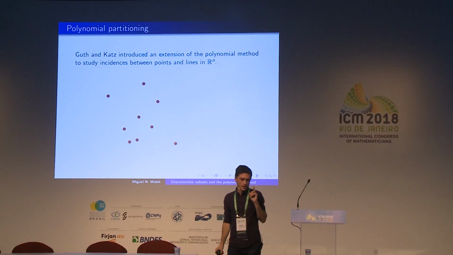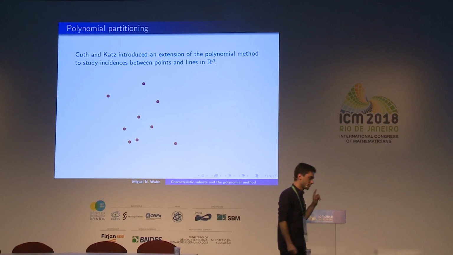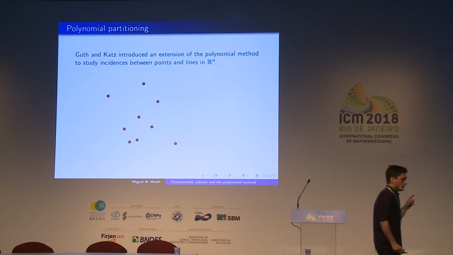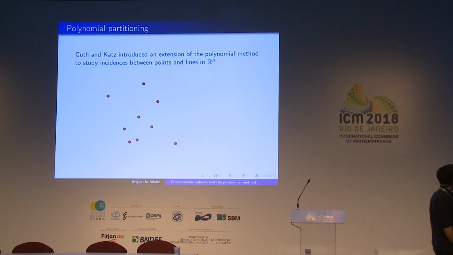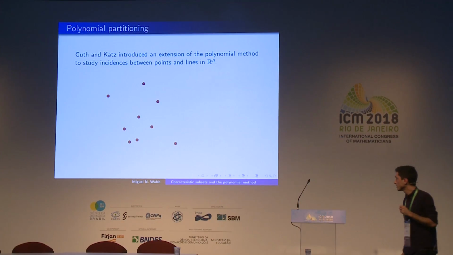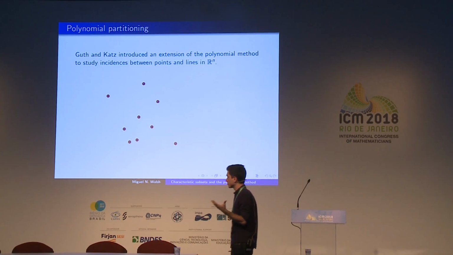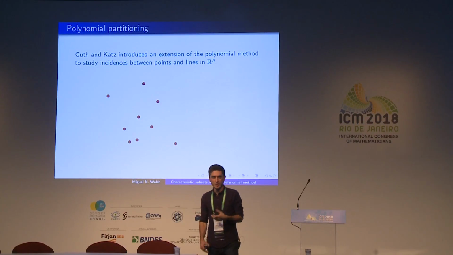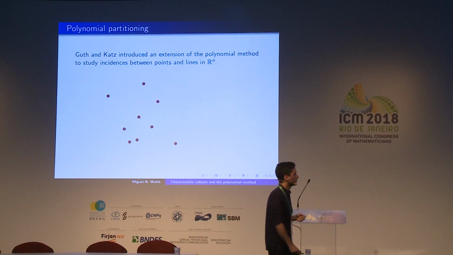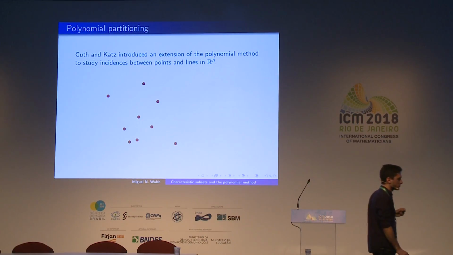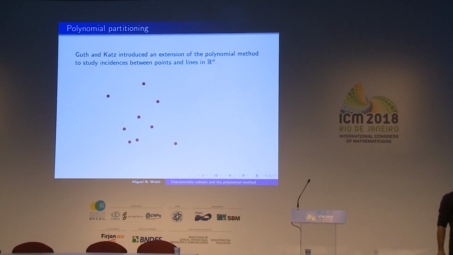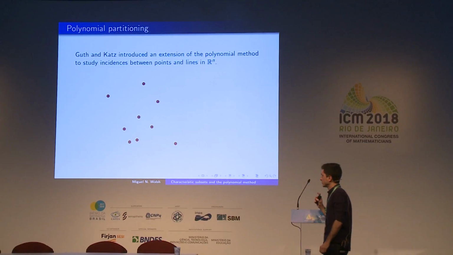So in order to get the polynomial method to work, which it does in incidence geometry, Guth and Katz introduce an extension to study incidences between points and lines. So of course, after Dvir's proof of his result, there was a lot of interest in trying to find if that method applied to related problems. And Guth and Katz observed that a year after Dvir made his proof, there is in fact a way to adapt the polynomial method to this context.